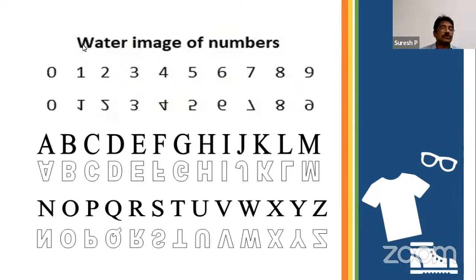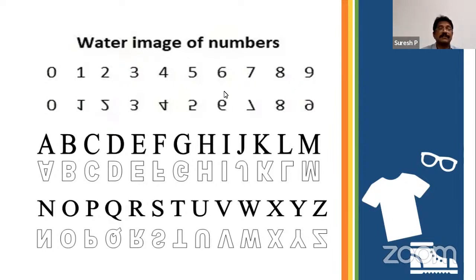So here I have shown this number. This is 1, 2, 8. This is 8. This is a water image here. Correct? Okay, 9. This is okay, and this is 6, and this one. So I will show it.